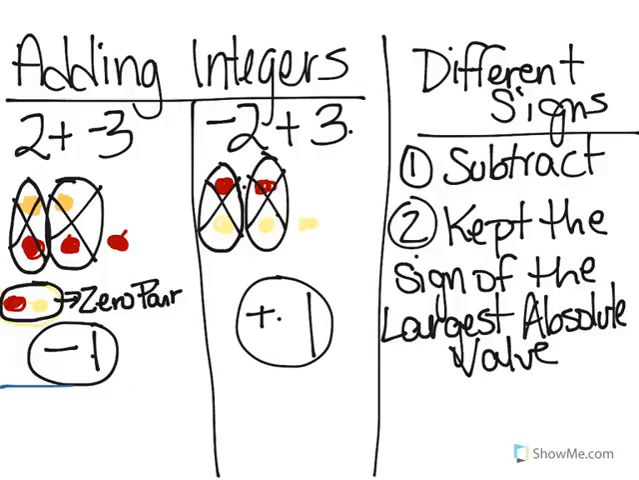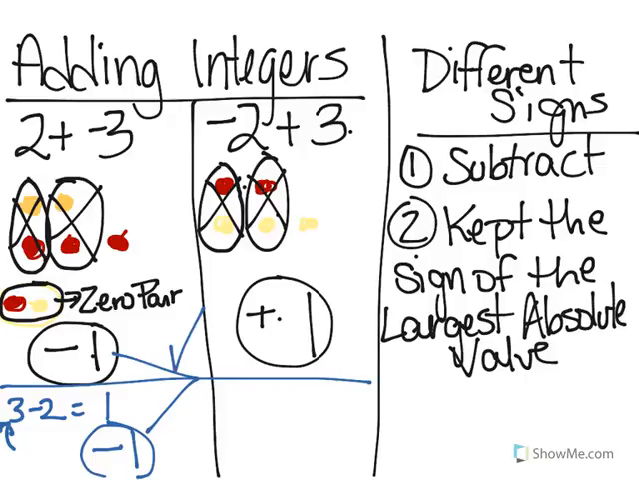Let's check that mathematically. I'm going to subtract. 3 minus 2 equals 1. 3 has the larger absolute value, and in this problem it was negative, so my answer is negative 1. It matches. I'm good. Let's check the next one. 3 minus 2 was 1, but in this problem, 3 was larger and it was positive, so my answer was positive 1. It matched, so I'm good.